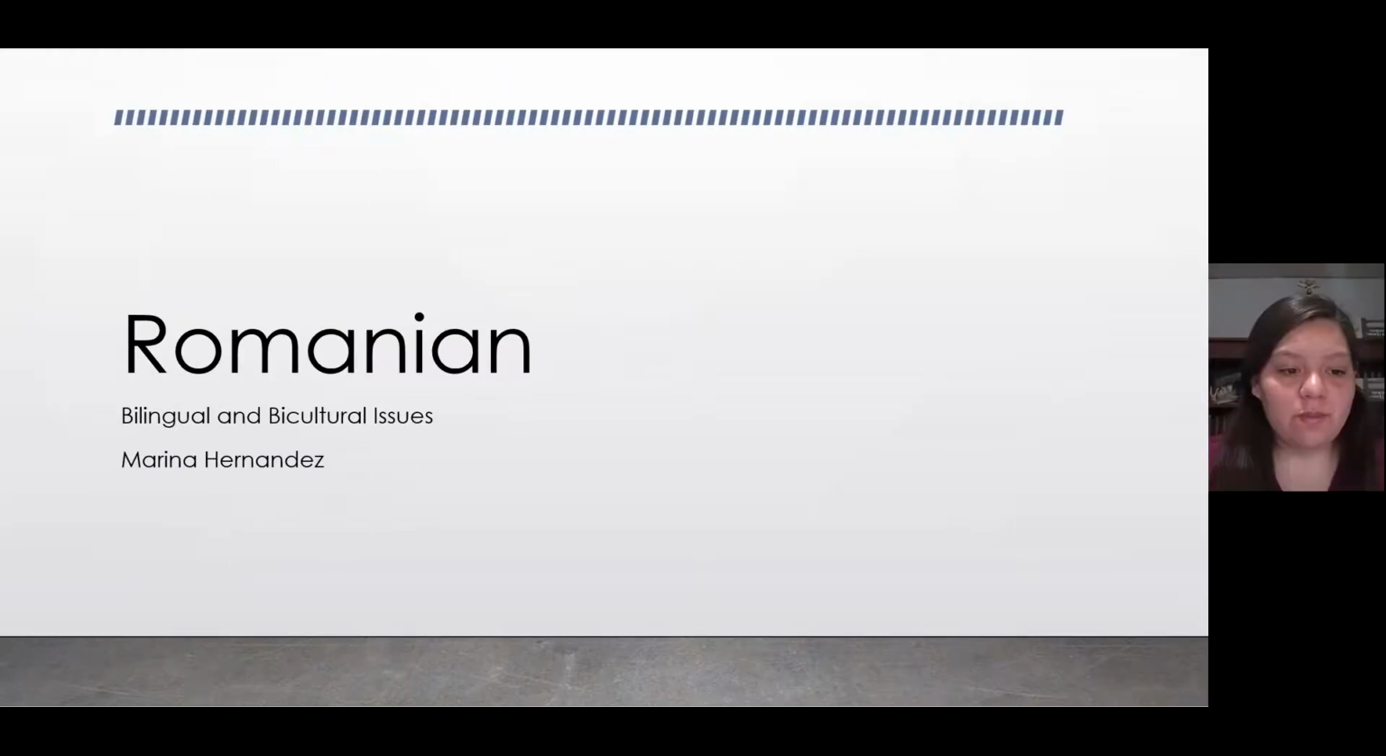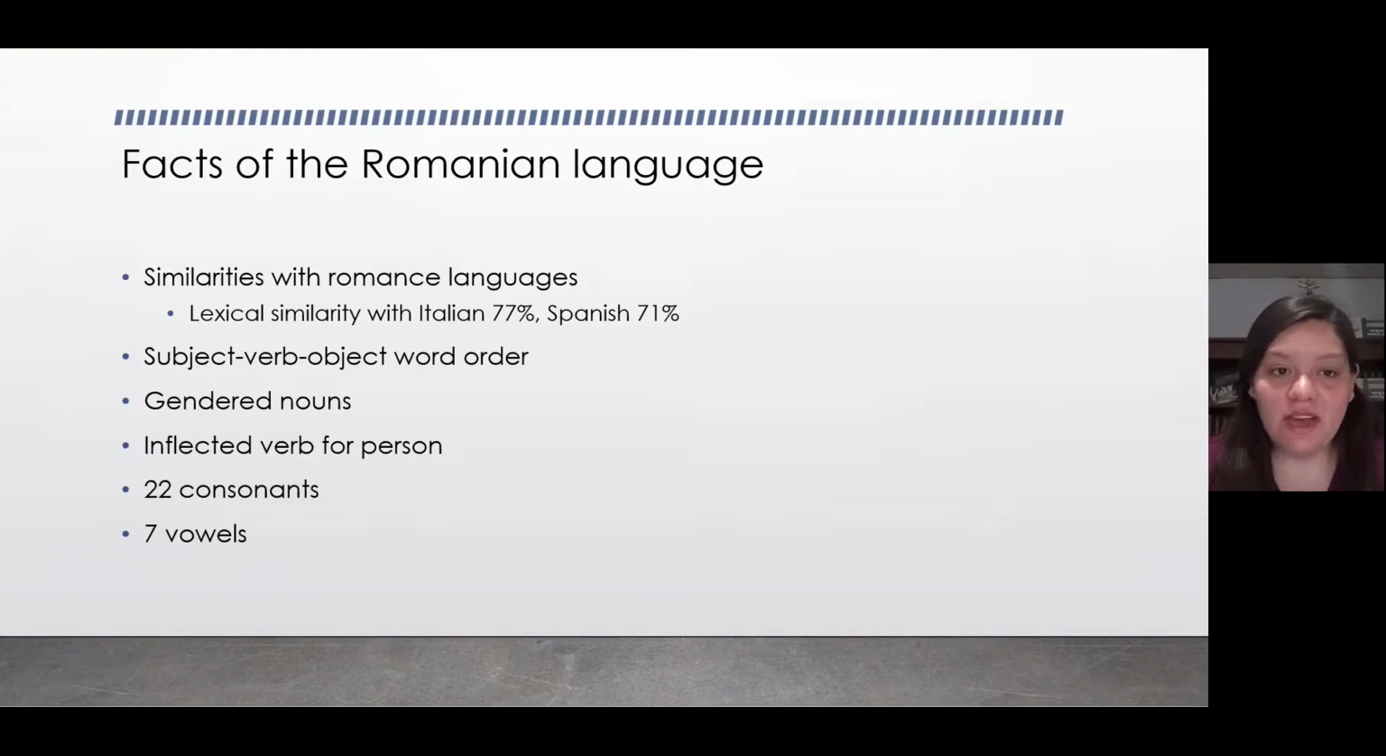For my language, I chose the Romanian language. Some facts about the Romanian language is that it's really similar to Romance languages and Latin languages. With lexical similarity, it's really close with Italian with 77% similarity, and then 71% with Spanish, which was the least percentage similarity that I found, but it's still a really high amount. With word order, it's the same as English. It has the subject, verb, object word order.